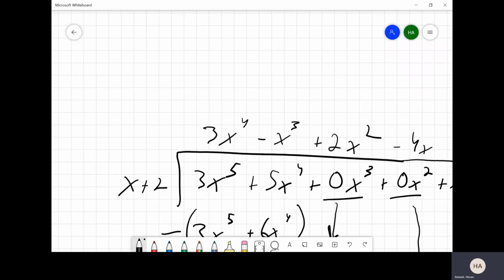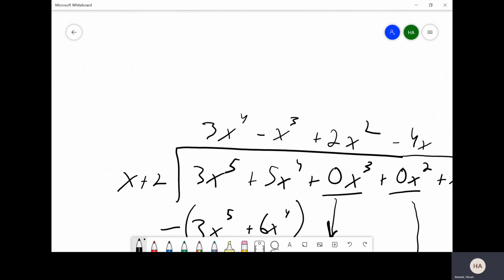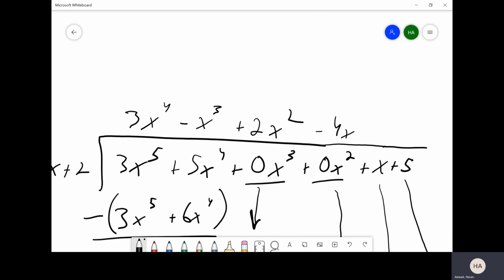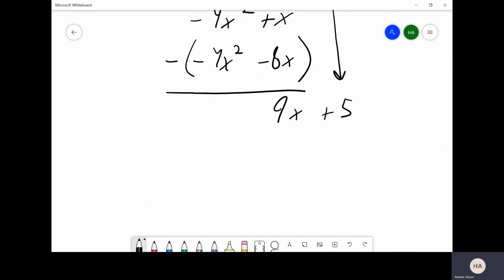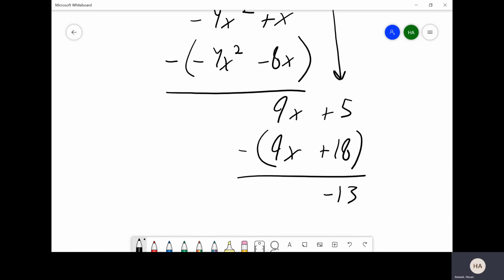So what we need to do is figure out what I need to multiply x by to give me a 9x. And, well, that should just be 9, right? I just need to make it plus 9. So now we have, okay, 9 times x gives me a 9x. And then 9 times that positive 2 from our divisor gives me a positive 18. And remember, we subtract the whole thing. So 9x minus 9x gives me 0. And then 5 minus 18 gives me a negative 13.